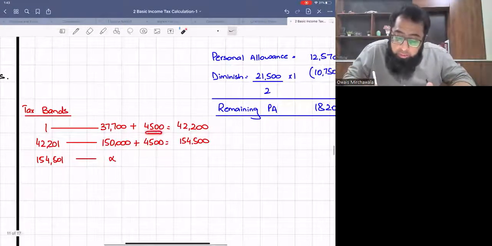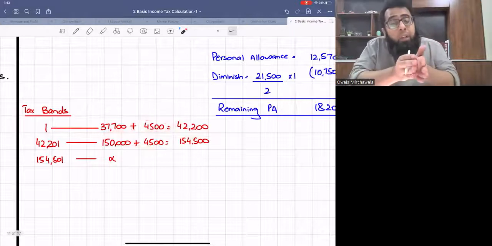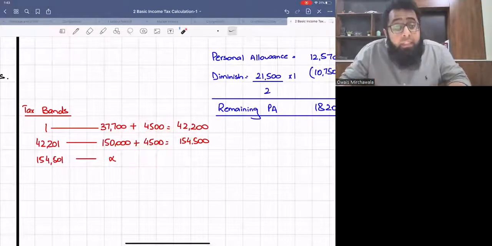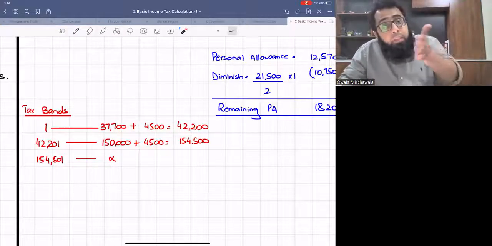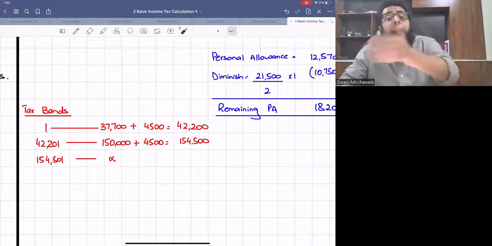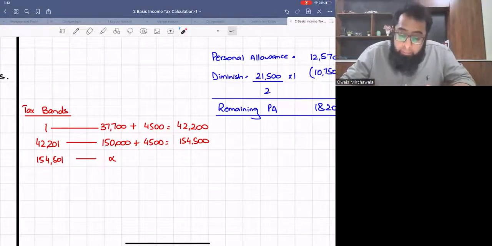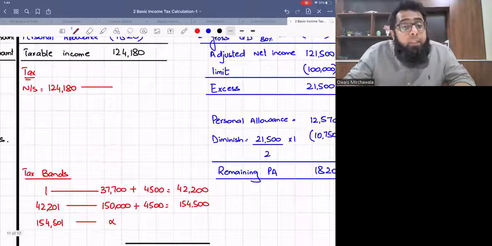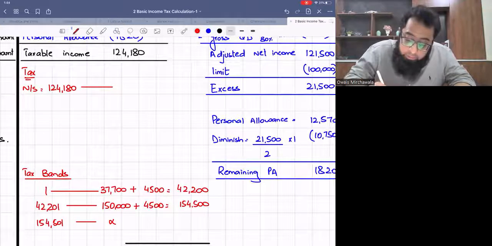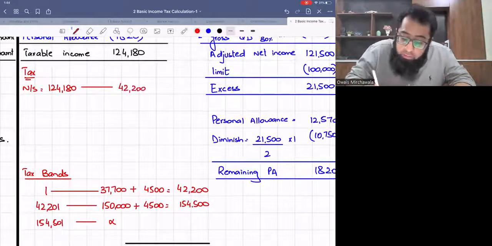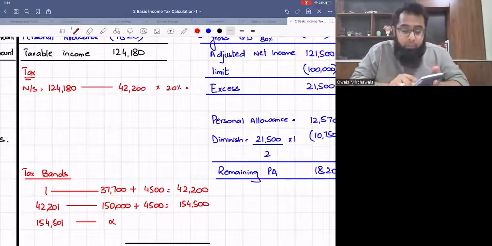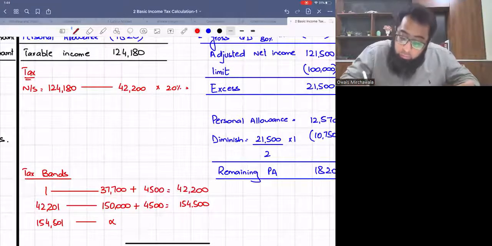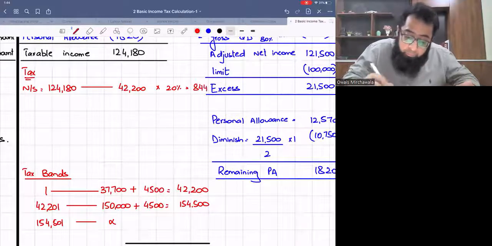Due to gross qualifying donation, your basic rate band of 37,700 was extended and it ended on 42,200. Now, when the first band ended late, automatically the other bands got a push. Now, our taxable income of 124,180 will be taxed in a manner that the first 42,200 will be taxed at 20%.